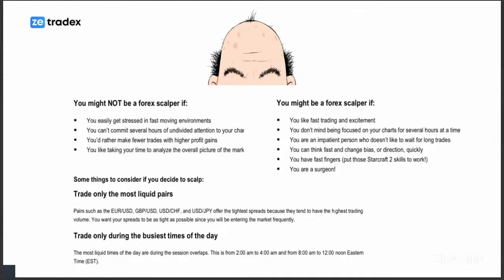So you trade only during the busiest times of the day. The most liquid times of the day are during the session overlaps. This is from 2 a.m. to 4 a.m., and from 8 a.m. to 12 noon Eastern time, EST.